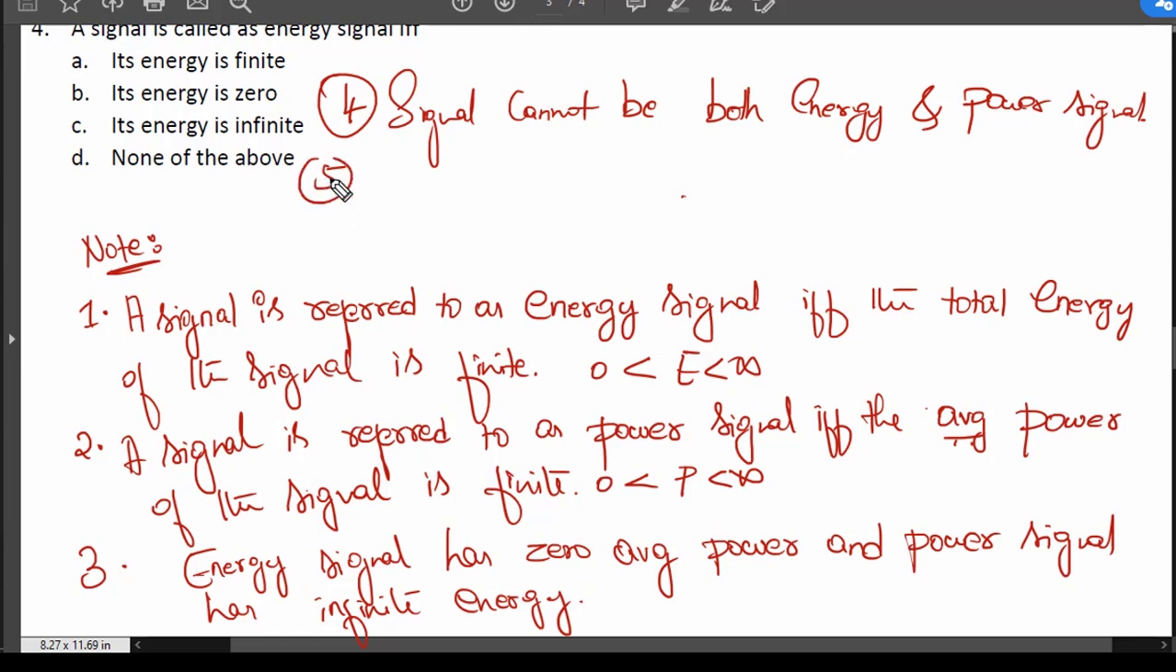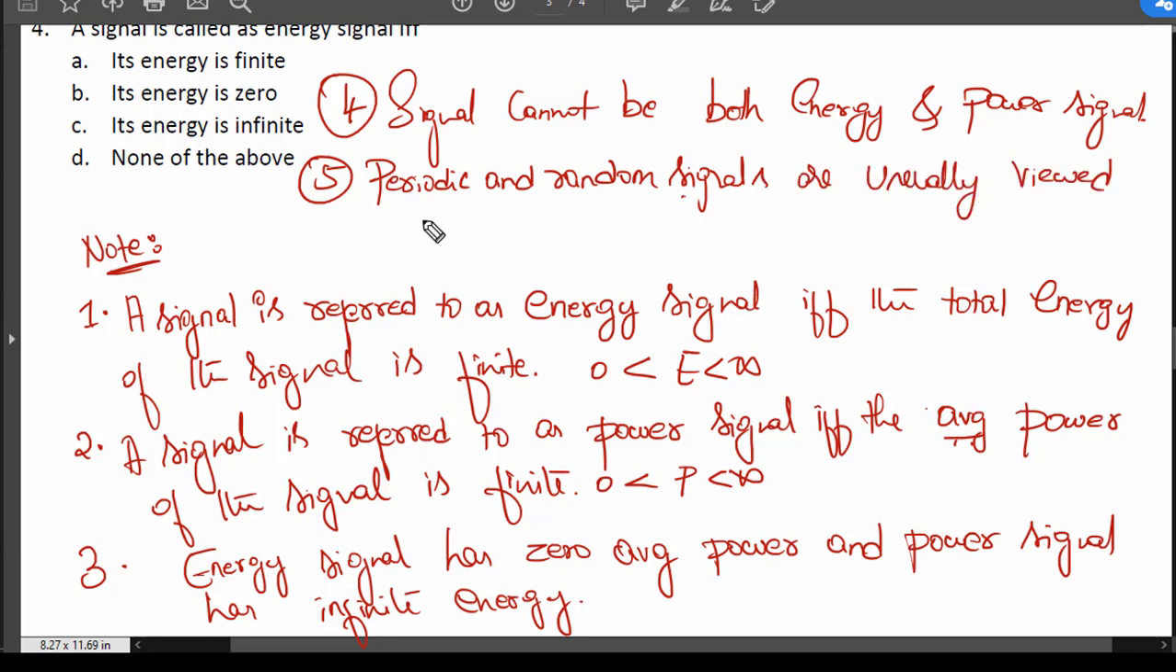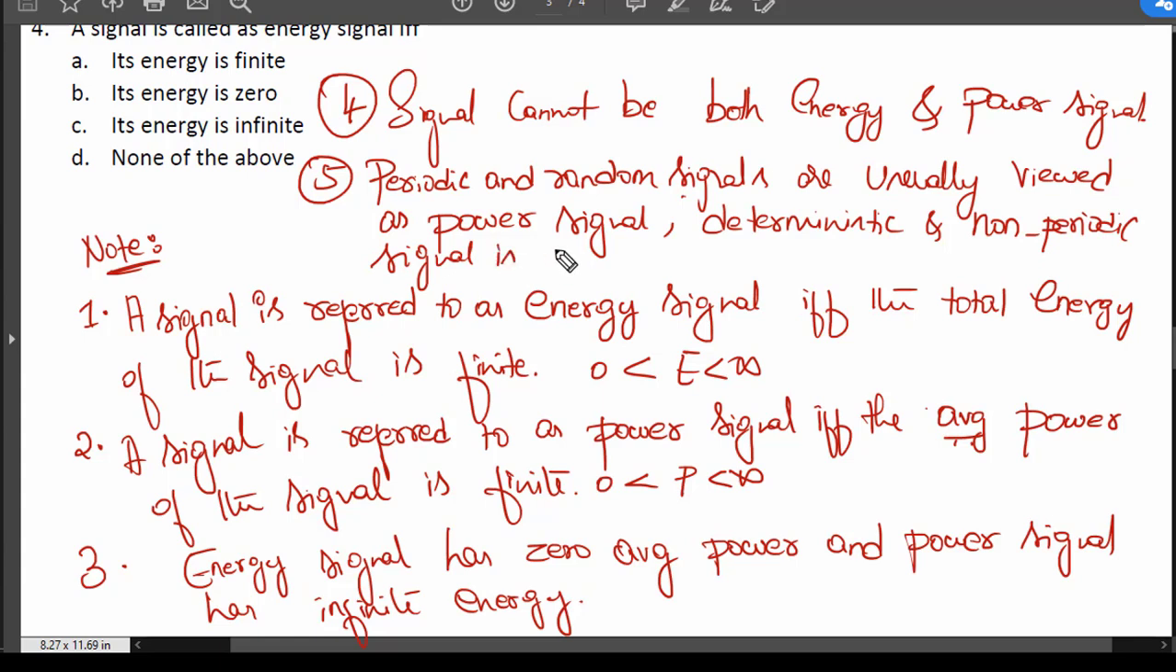And the last point, which we discussed in question number 1 and question number 2: periodic and random signals are usually viewed as power signals, and deterministic and non-periodic signals are viewed as energy signals. So these 5 points you should note. If you know these points, you could answer a few questions based on energy and power signals.